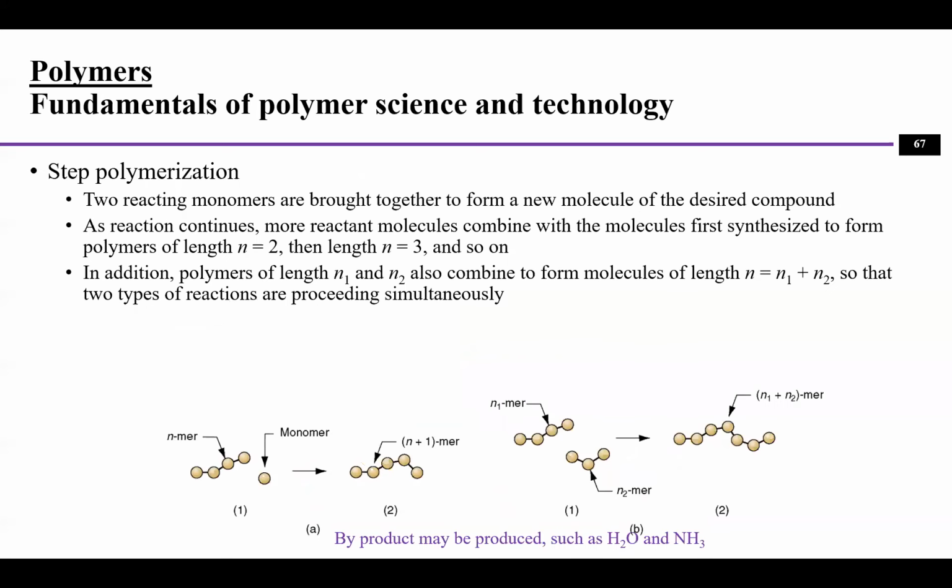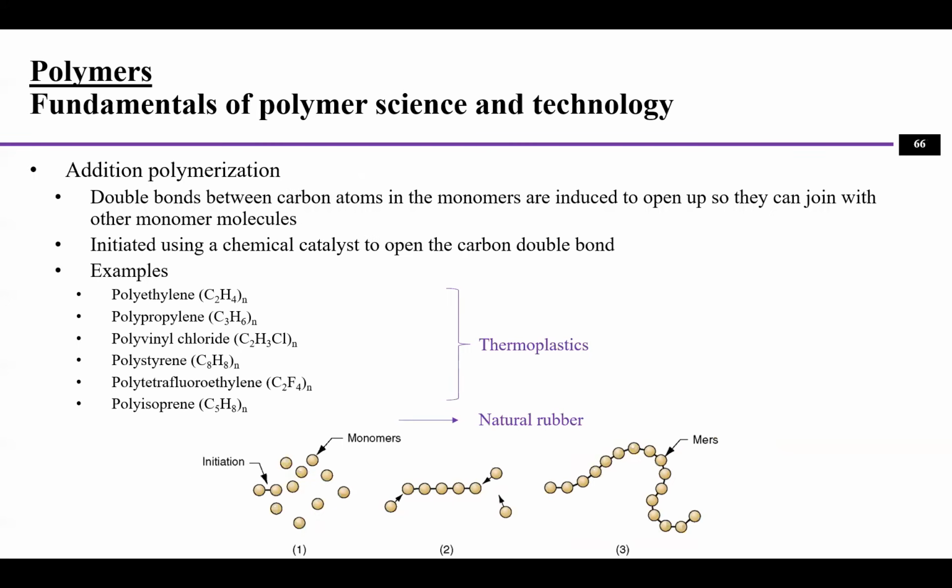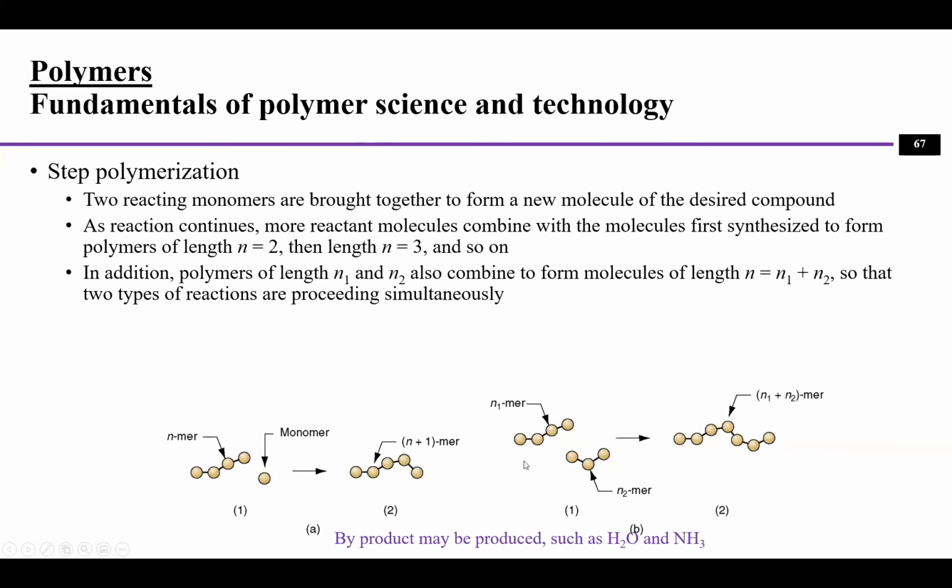So there are two ways of doing the polymerization. One is addition polymerization, which means that each time we only add one monomer onto the chain. And another one is step polymerization, which means that you first start to form different smaller chains, and then the smaller chains will be connected together to be a longer chain, and this is called step polymerization.